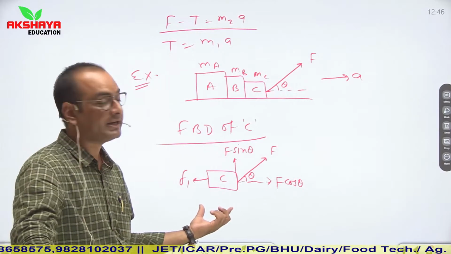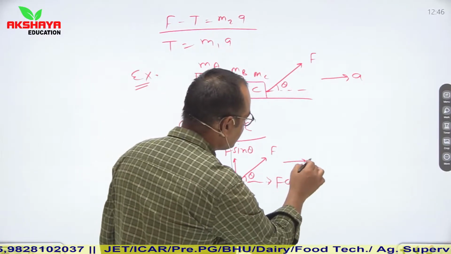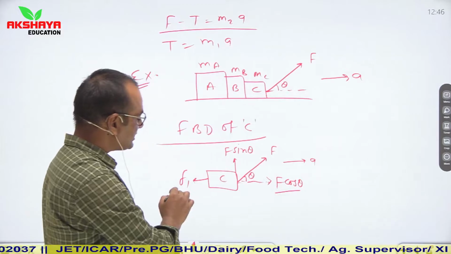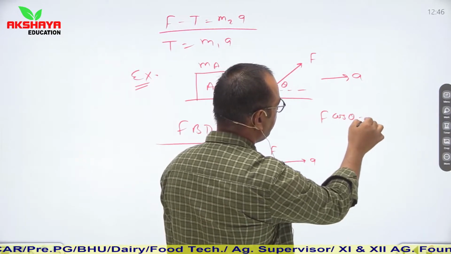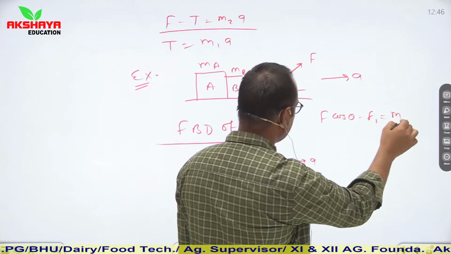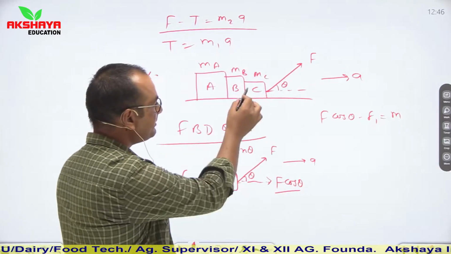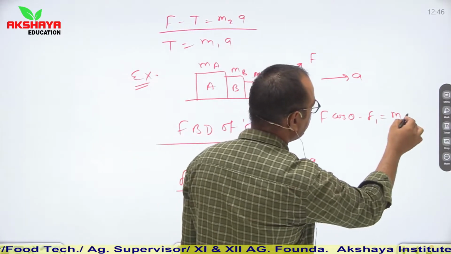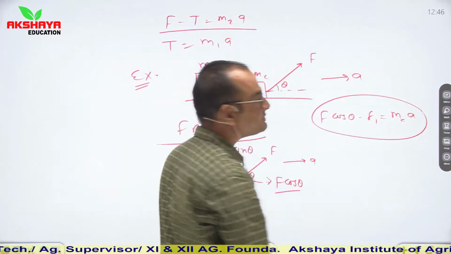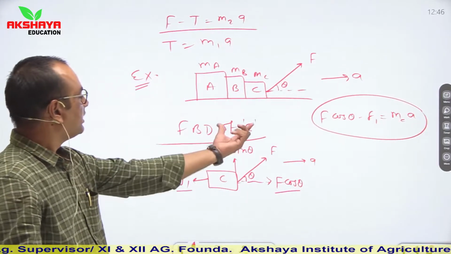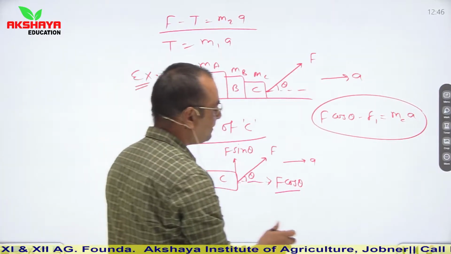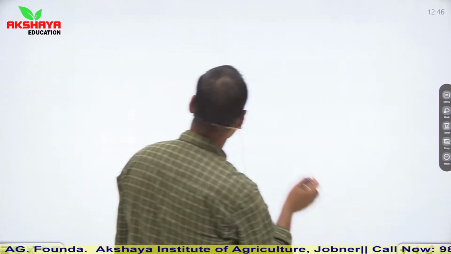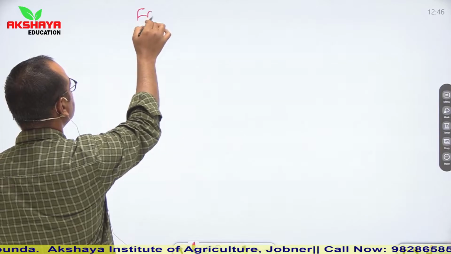Now in case of balancing in x direction, net acceleration in this direction means F cos theta is greater than f1. So we can say F cos theta minus f1 is equal to mass of C, mC, into A. So this is the first equation which is found due to FBD of C. Let us draw FBD of B.